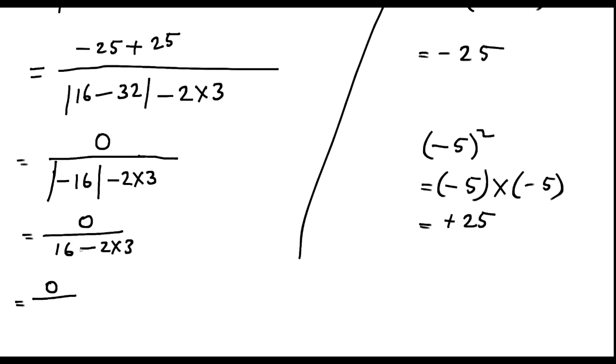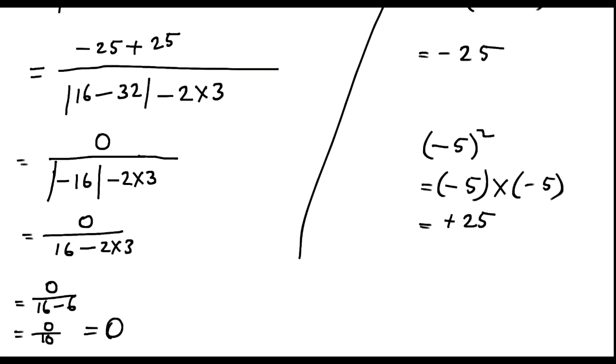0 on 16, 6. So you have 0 on 10. And your answer is 0. Always remember, no matter what number you have in the down, if you have 0 on the top, your ultimate answer will be 0.